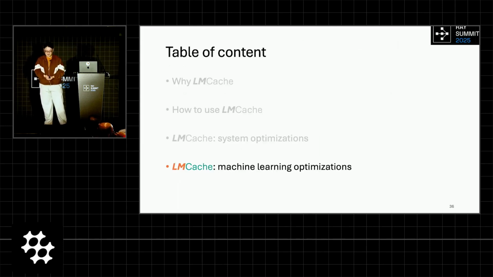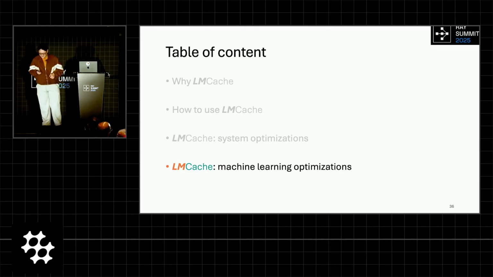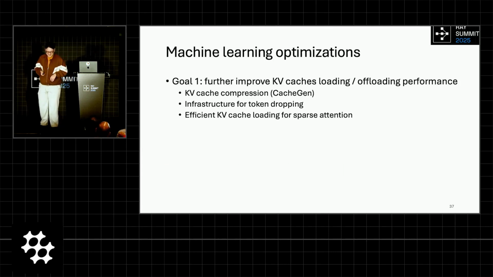Okay, and the last part will be the machine learning optimizations. Due to time constraints, I'll be really fast. Why do we want machine learning optimizations in the first place? It's simply because we are working on a machine learning workload. And in this workload, the KV cache is a tensor that can be changed. It's not an immutable object, it's a mutable object. And that gives us a huge range of potential for achieving fancy optimizations.